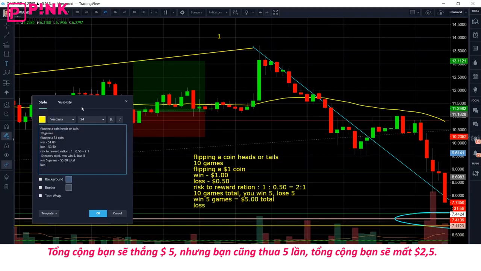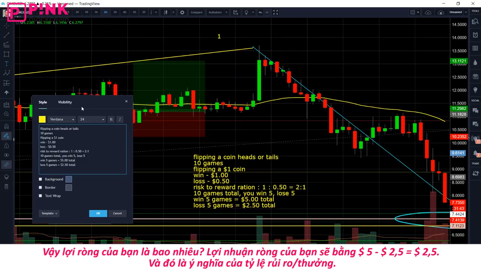But if you lost 5 games as well, okay, if you lost 5 games and you lost 50 cents each time, how much do you lose total? If you guys answered $2.50, right? You got it right. So what is your net profit? Your net profit is equal to $5 minus $2.50, which is equal to $2.50, right? That's what risk to reward means.